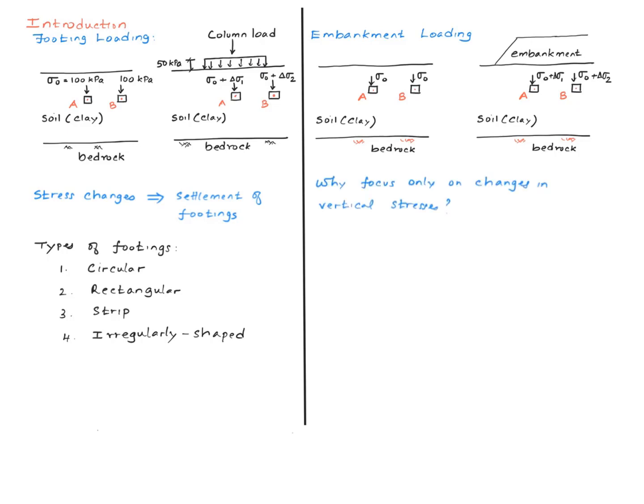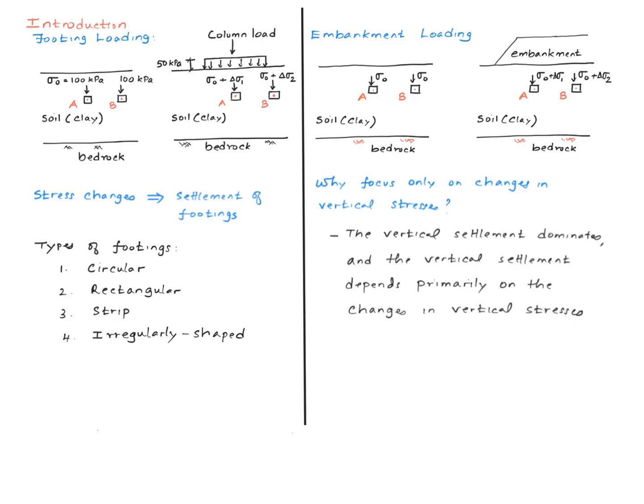In the earlier video, we talked about the stress at a certain point having several components, right? In a 2-dimensional plane strain analysis, at least there are 3 components, right? Vertical stress, horizontal stress, and a shear stress. So then you might ask, why am I just focusing only on the vertical stress?